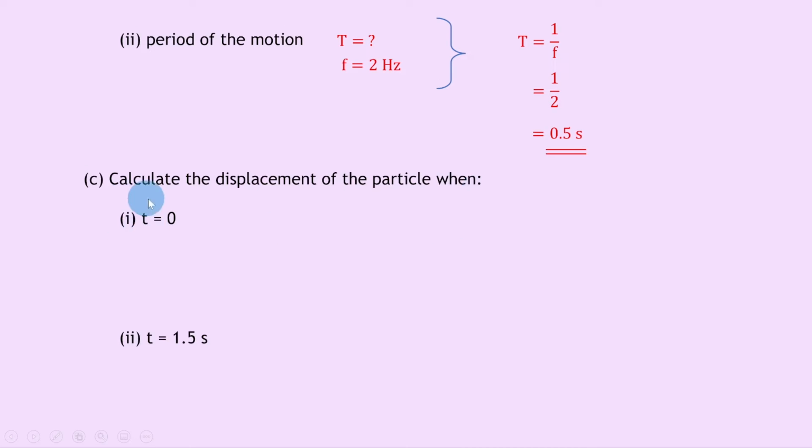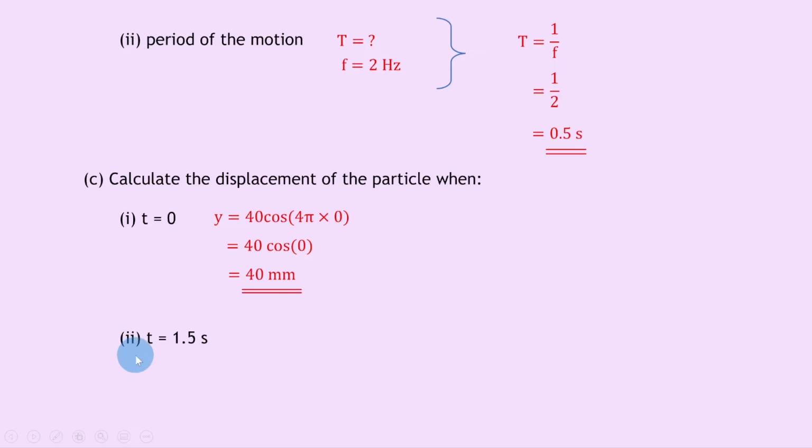C part 1 then says to calculate the displacement of the particle when t equals 0. Well, using our specific expression we were given in the question, we have y equals 40 cos of 4 pi times 0 if t equals 0. And simplifying this gives us 40 cos of 0, but remember cosine of 0 is 1, so this simply gives us 40 times 1, which equals 40 millimeters.